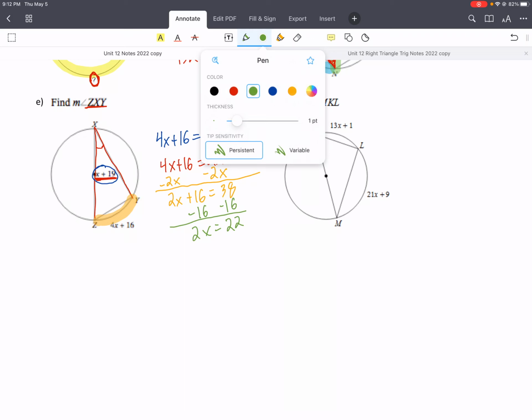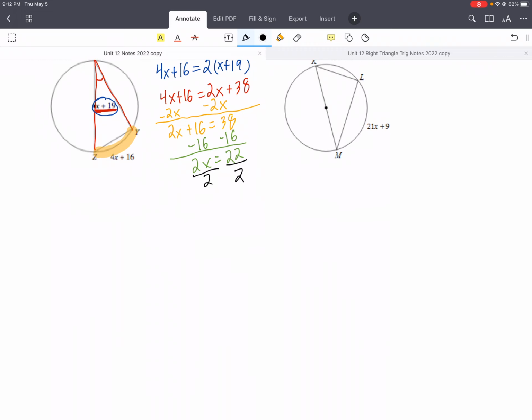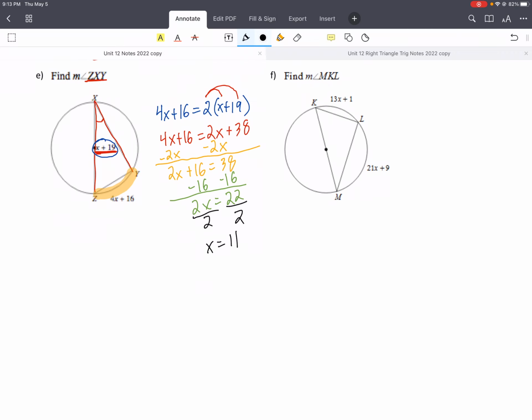And now to get x by itself, we divide by 2. So that gives us x is equal to 22 divided by 2, which is 11. But that gives us what x is. That doesn't give us what our angle is. So we have to take that 11 and plug it in for x in our angle equation.